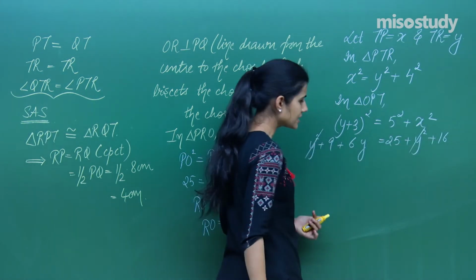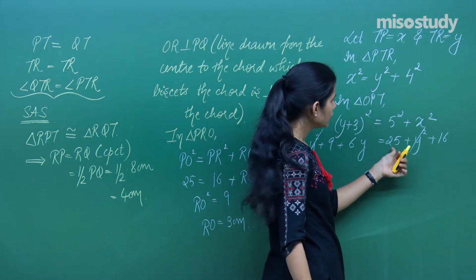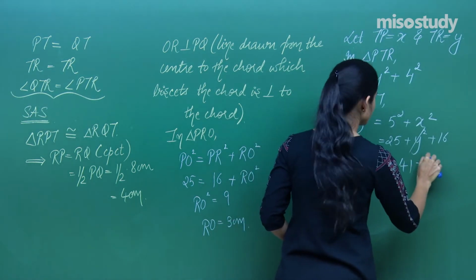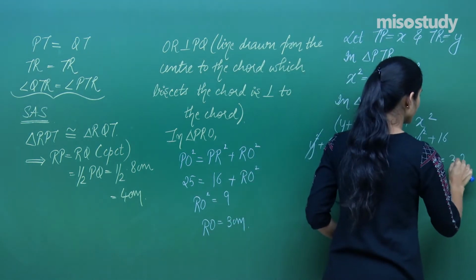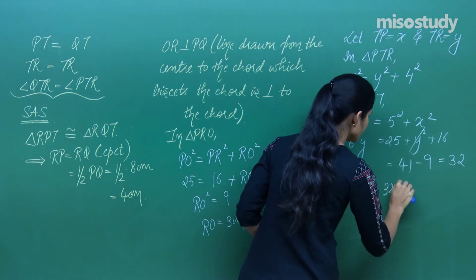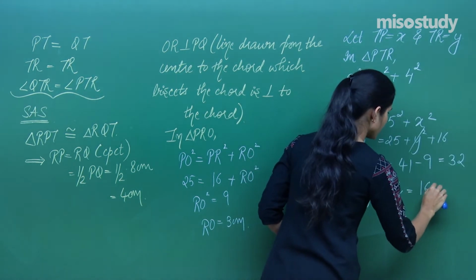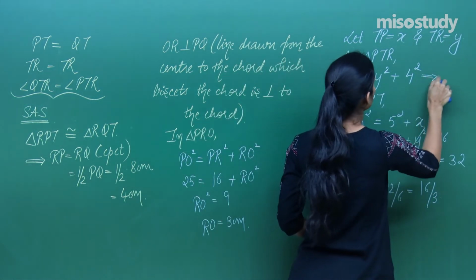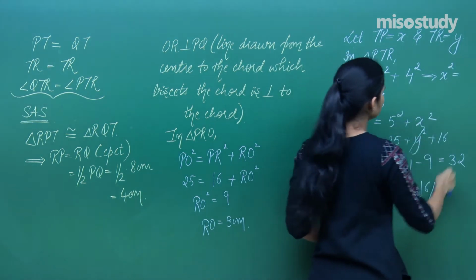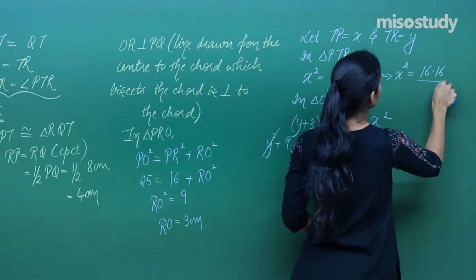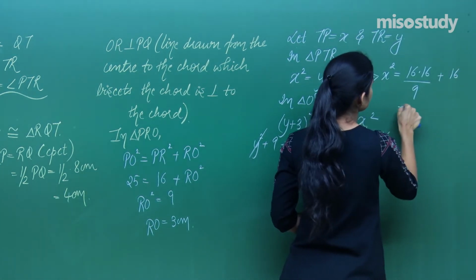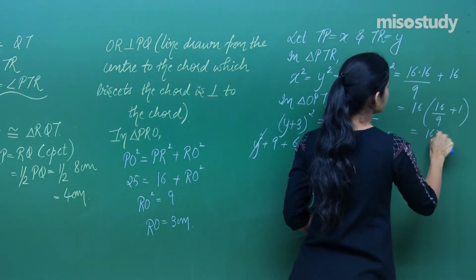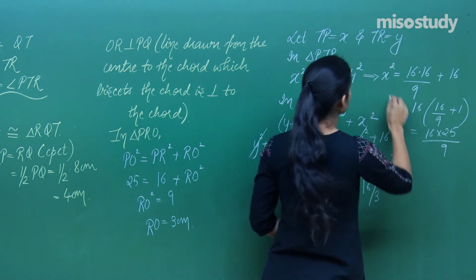Y square cancels out. What is this? 25 plus 16 gives you 41. This is 6y equals 41 minus 9. This is 32. Y is 32 upon 6, which is 16 upon 3. Y is 16 upon 3, so what is x? x square is 16 upon 3 whole square plus 16, which is 16 into 16 upon 9 plus 16. So 16 comes out common, you have 16 into 16 upon 9 plus 1. This is 16 into 25 upon 9. This is the value of x square.